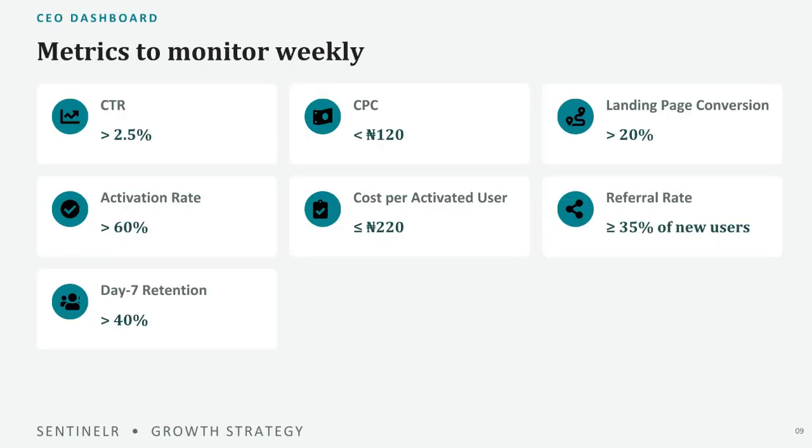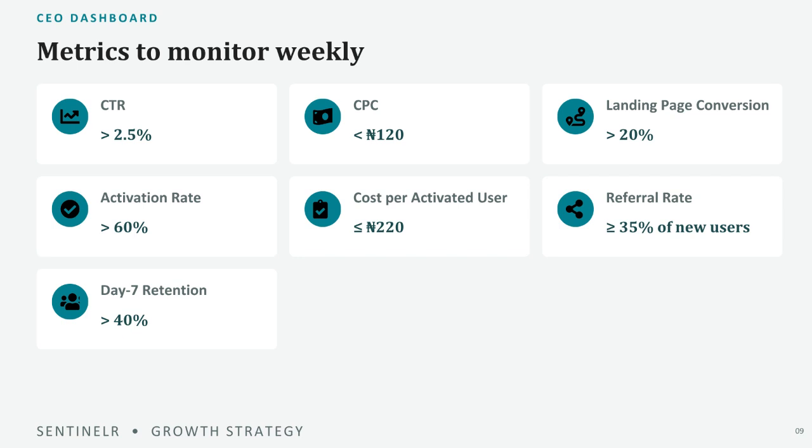And the metrics we are going to be monitoring are the click-through rate for our ads. It must be greater than 2.5%, meaning if we show our ads to 1 million people, a minimum of 2.5% of that audience, which is 25,000, should click on the ads. Then we are looking at a cost per client acquisition of less than 120 naira per client.